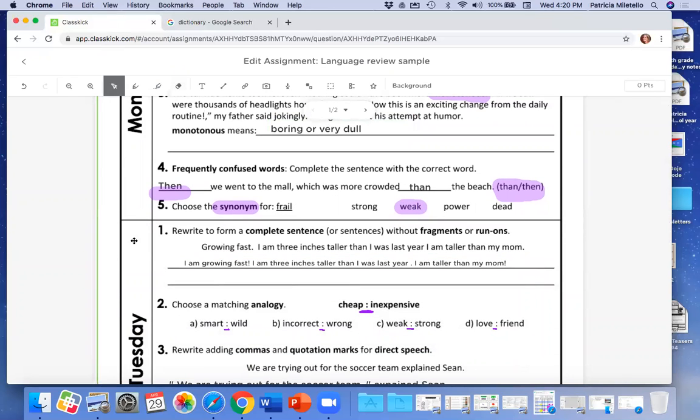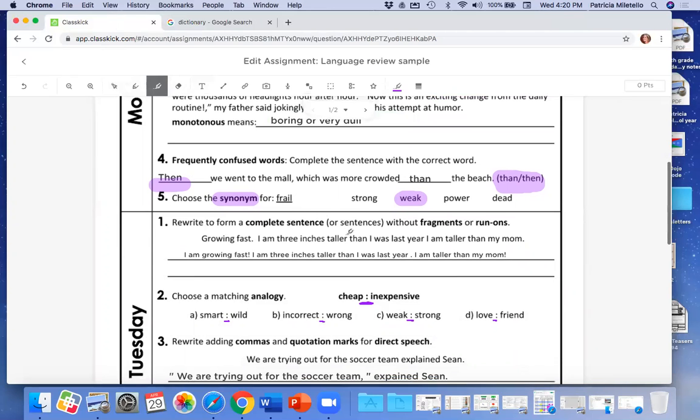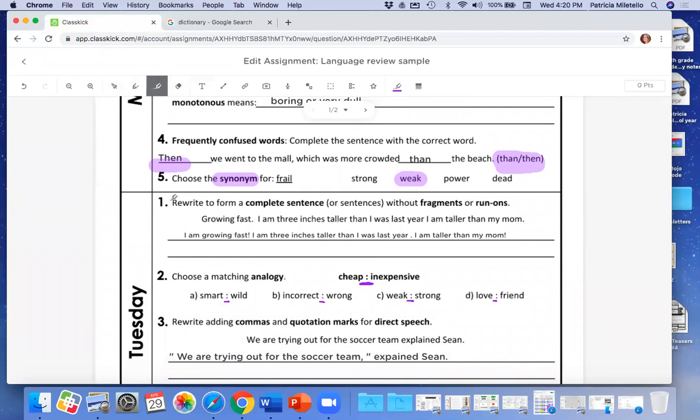Number 1 on Tuesday tells you to rewrite to form a complete sentence or sentences without fragments or run-ons. Here's the key word, rewrite. I have to use these lines here to write grammatically correct sentences with capital letters and end marks when I type it in on the line. And because it's a lot of words, I had to make my text smaller to make it fit.